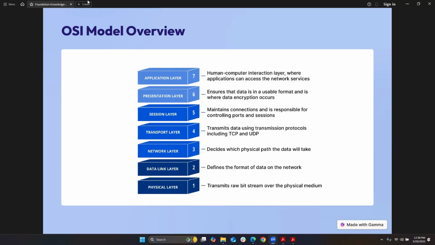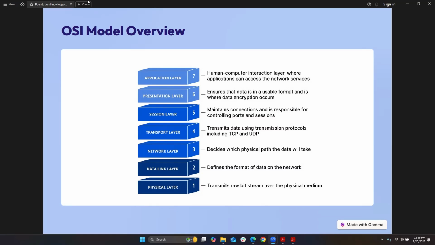And then the next layer is the session layer. It manages sessions between applications, keeping track of open connections and communications. For example, staying logged into a website while navigating different web pages, or keeping a live video stream or a gaming stream. The next layer is the transport layer.